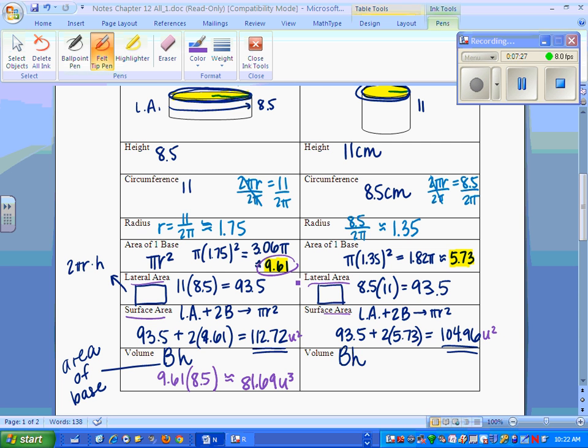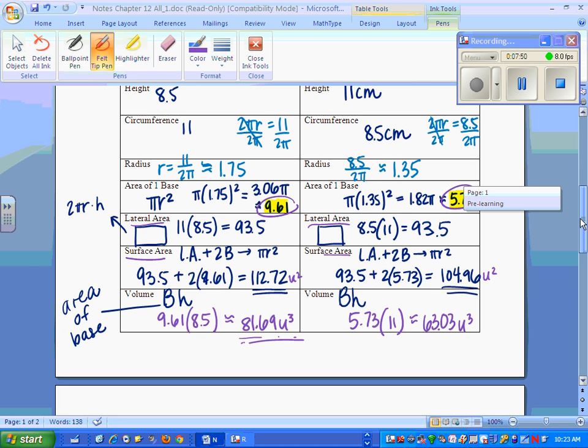In that case, it's centimeters. So, volume is base times height for this one. I know the area of the base is 5.73, and my height is 11. This calculates out to 63.03 units cubed. Obviously this one has the bigger volume.